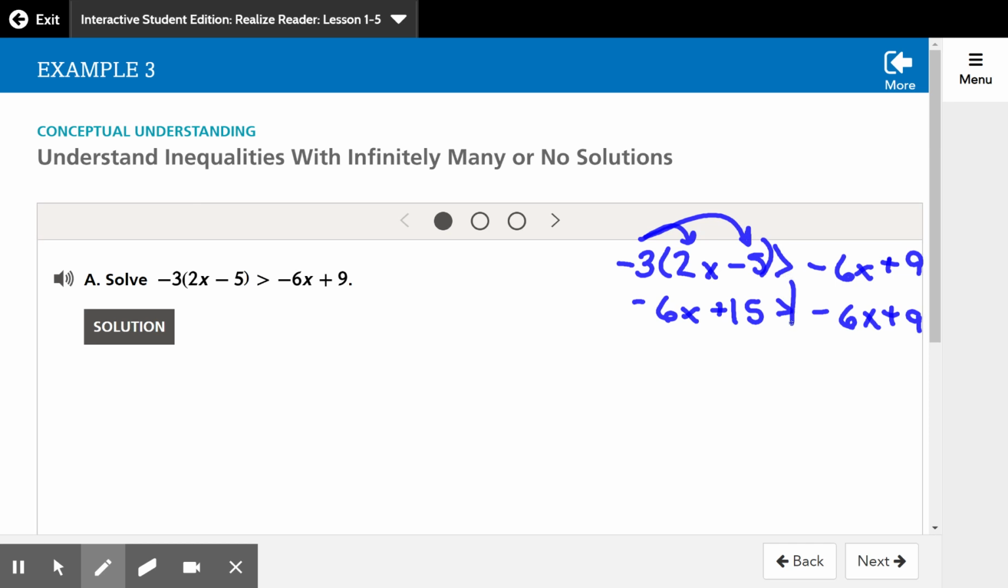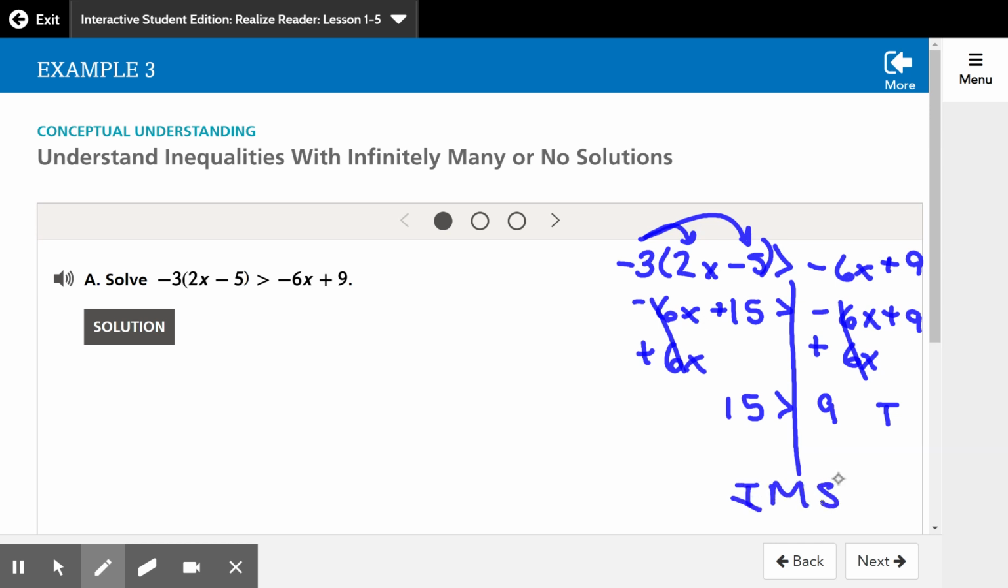So I'm going to draw my wall, and I personally like to get the variables to the left first. So I'm going to undo that minus 6x with a plus 6x. And then you're going to notice something. The 6x's cross out, and then we're left with a statement: 15 is greater than 9. So that's just, it's true. 15 is greater than 9. So that leads us to the infinitely many solutions, the same type of problem that we saw when we solved equations.